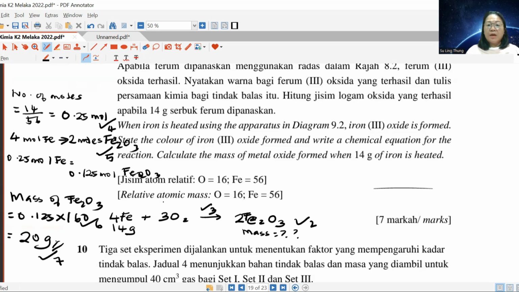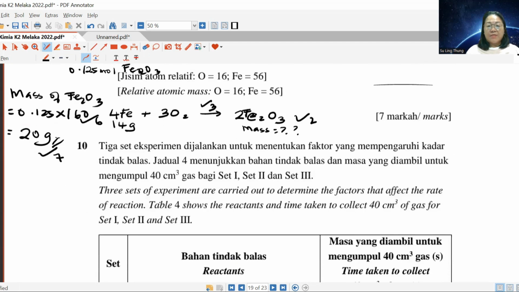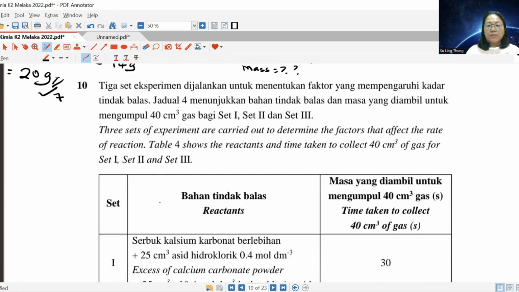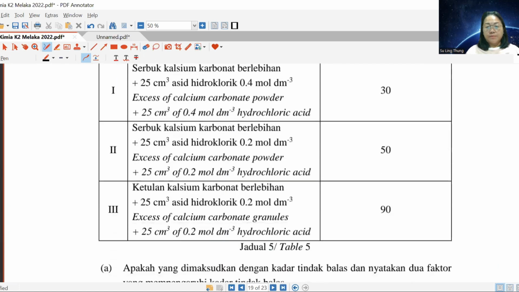Okay, now we're going into question 10. Question 10 is basically a rate of reaction question, which by right, if you are given this question, you should try to score as high as possible marks. Okay, so let's look at what the question is about first. Now 3 sets of experiment are carried out to determine the factors that affect the rate of reaction. Table 4 shows the reactants and time to collect 40 cm cube of gas for set 1, set 2, and set 3.